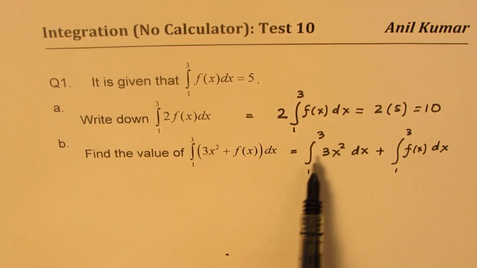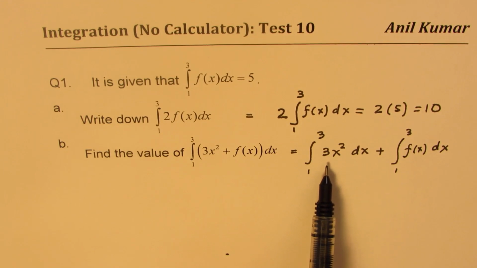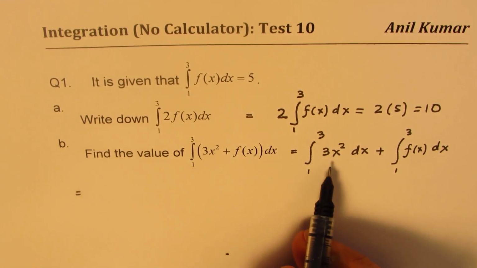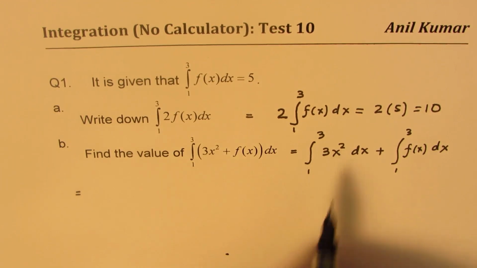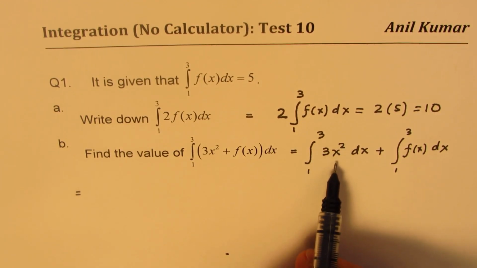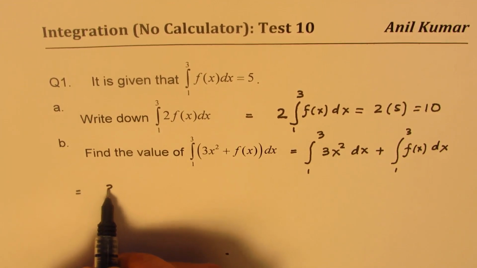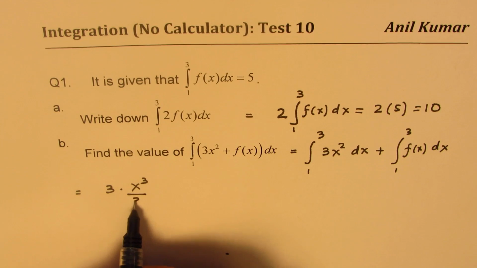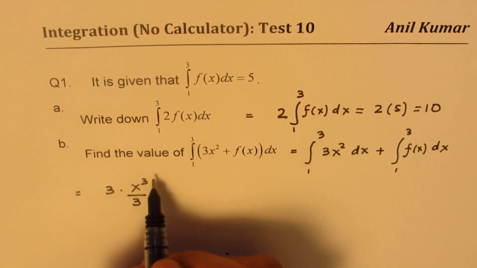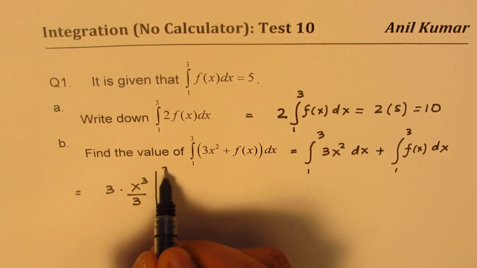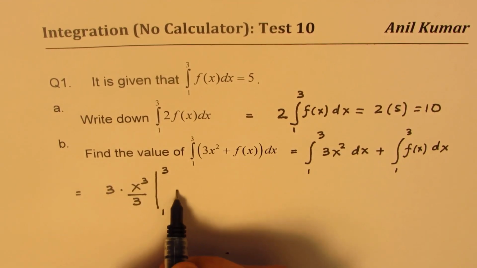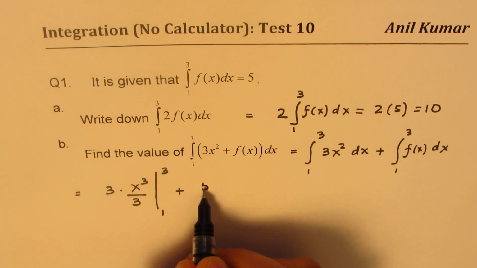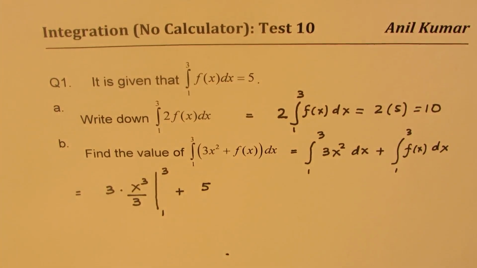Now, to evaluate the first part, we can use antiderivatives, correct? So the antiderivative of 3x squared is what? x cubed over 3 times 3, right? So we could write this as 3 times x cubed over 3. Now we are given the limits from 1 to 3, plus the second part, which we already know is equal to 5, so I'll write the number 5 for that.